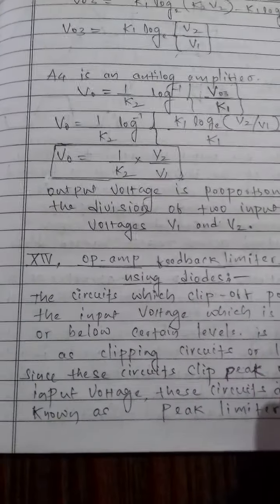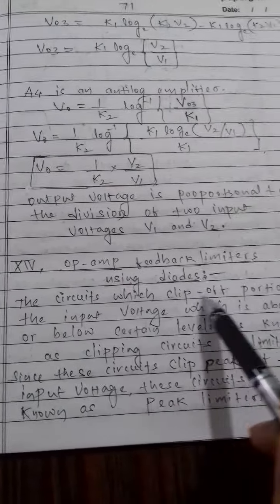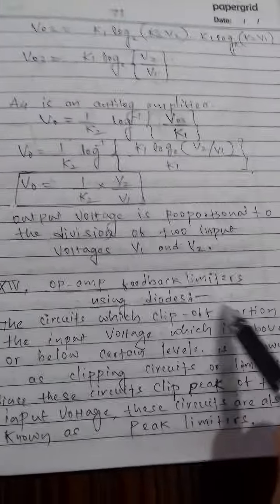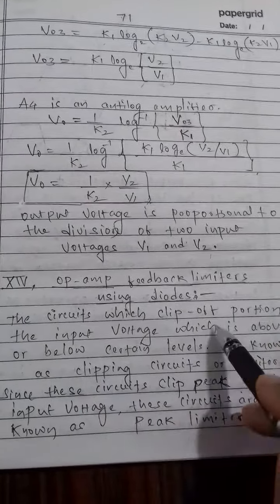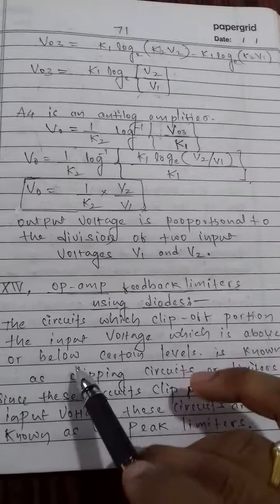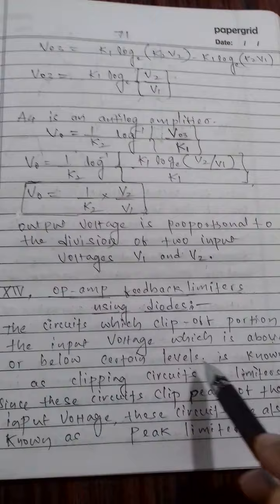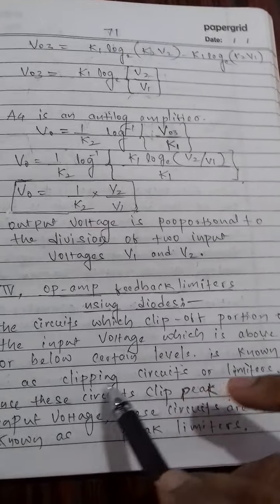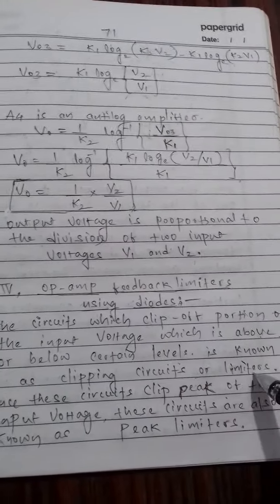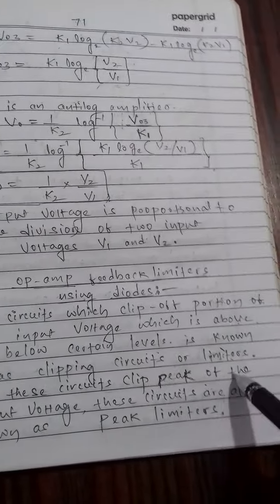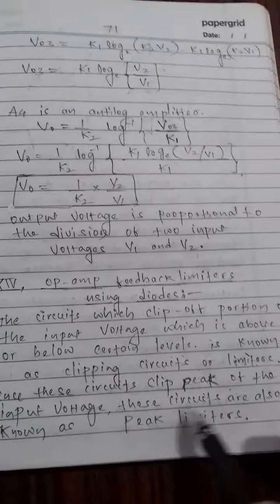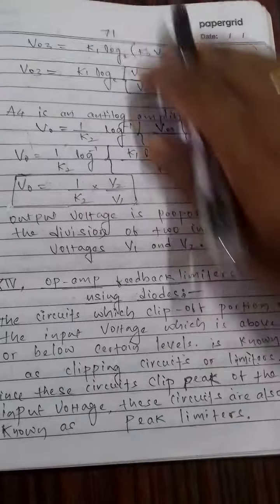Op amp feedback limiters using diodes. The circuits which clip off the portion of the input voltage which is above or below certain levels are known as clipping circuits or limiters. Since these circuits clip the peak of the input voltage, these circuits are also known as peak limiters.